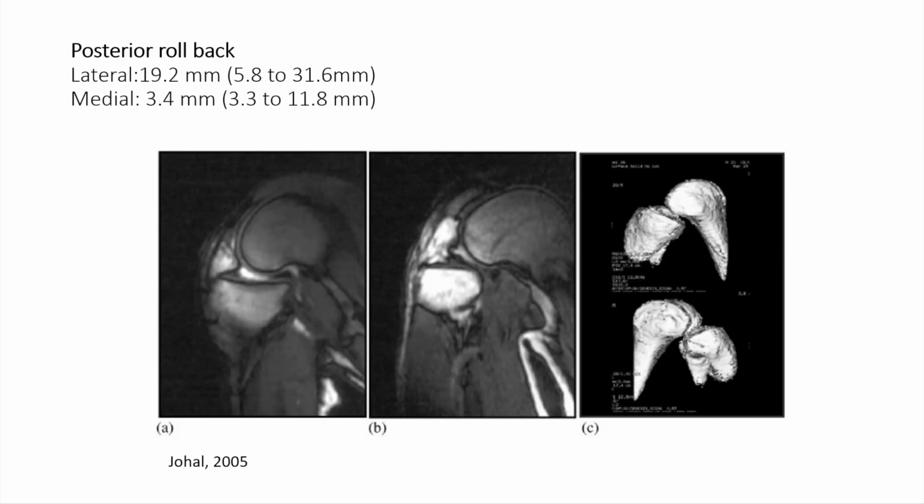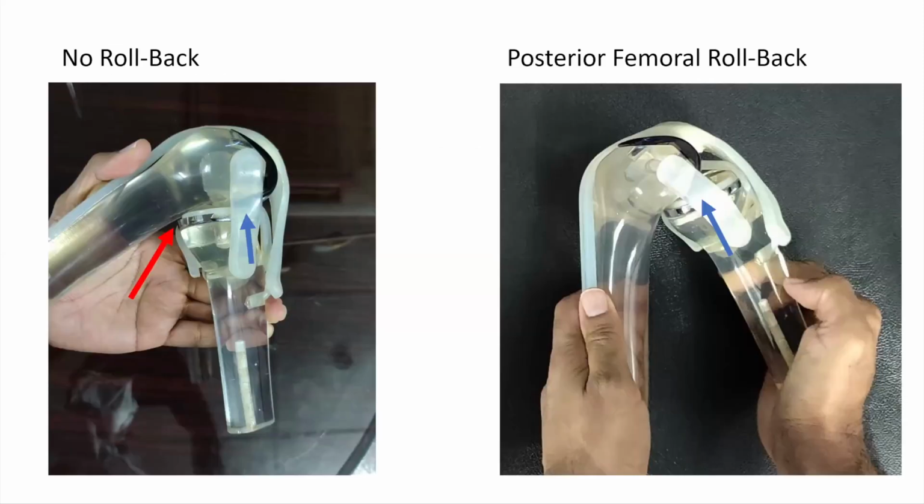However, when the PCL is gone, we are not able to see this. So here I have shown what happens with no posterior rollback. The femur hits against the back of the poly, the posterior part of the poly, because the contact point is anterior when there is no rollback in the absence of a PCL. So this is what happened with the total condylar knees. And when rollback happens, as with the PS knee or the CR knee, the femur rolls backward and does not impinge against the polyethylene on the back.